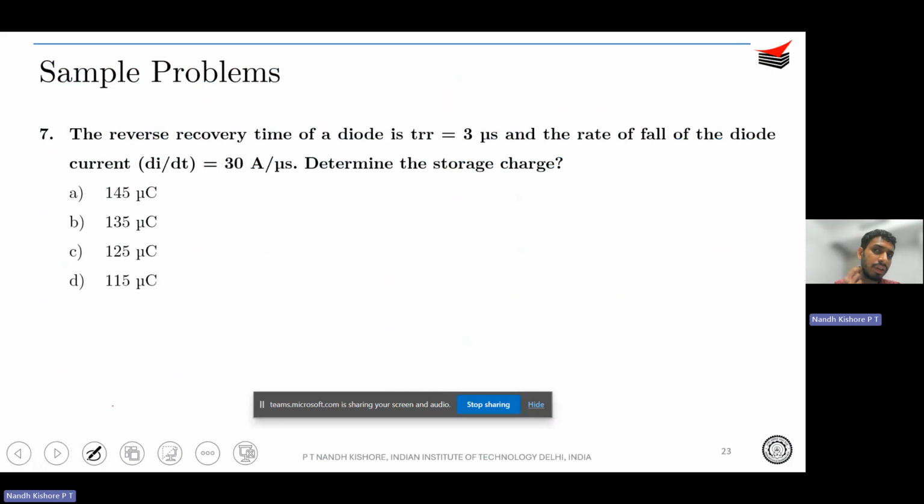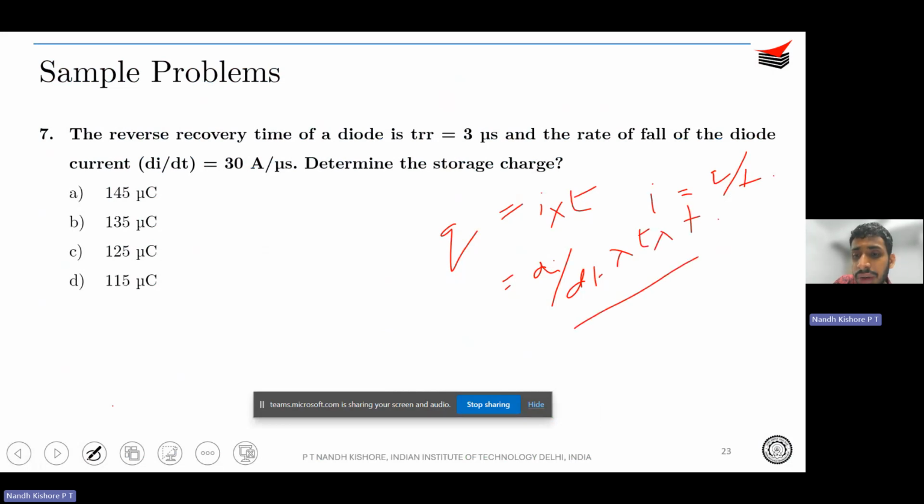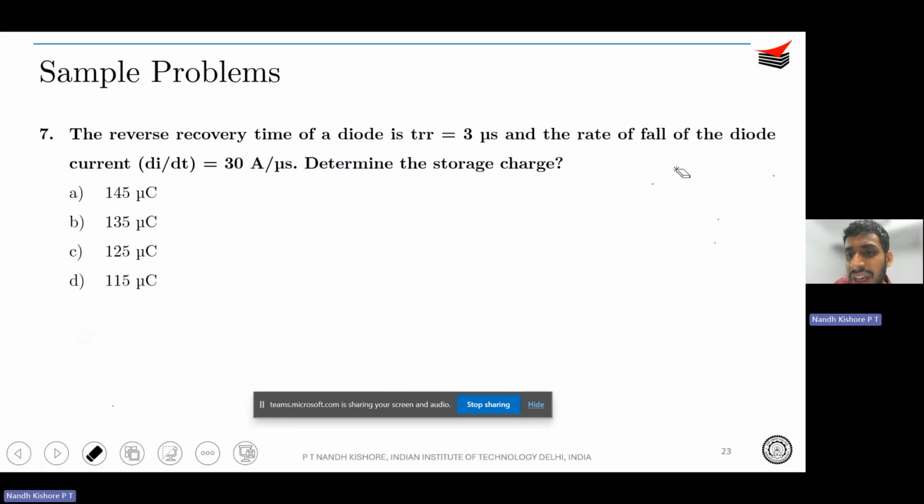So by inspection you can tell that your total charge is going to be current into T, because I is equal to Q by T. They have given you di by dt and the T is also given. So dimensionally you need to do something like this. But let us go into a bit of understanding reverse recovery. Once you understand reverse recovery, it's a cakewalk to get the answer.